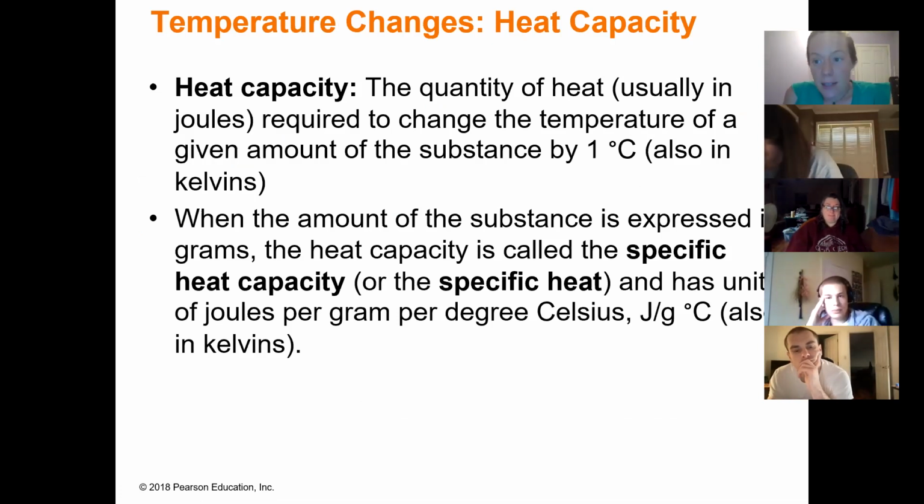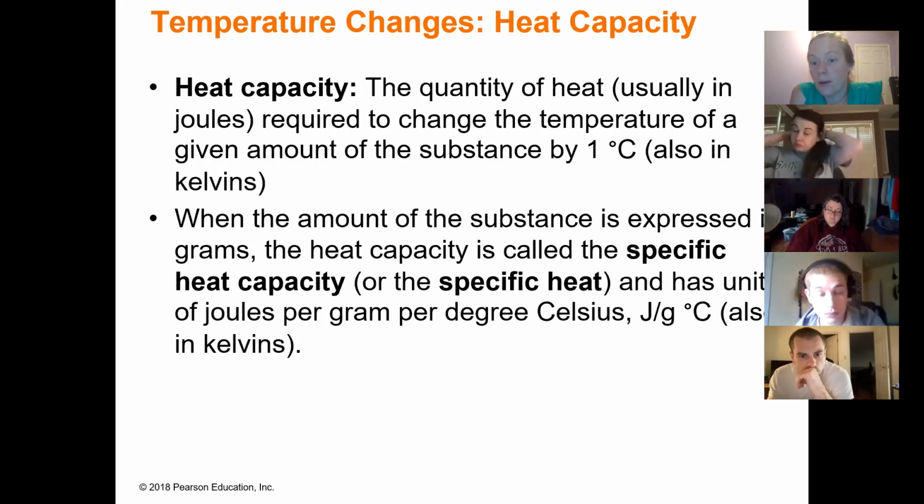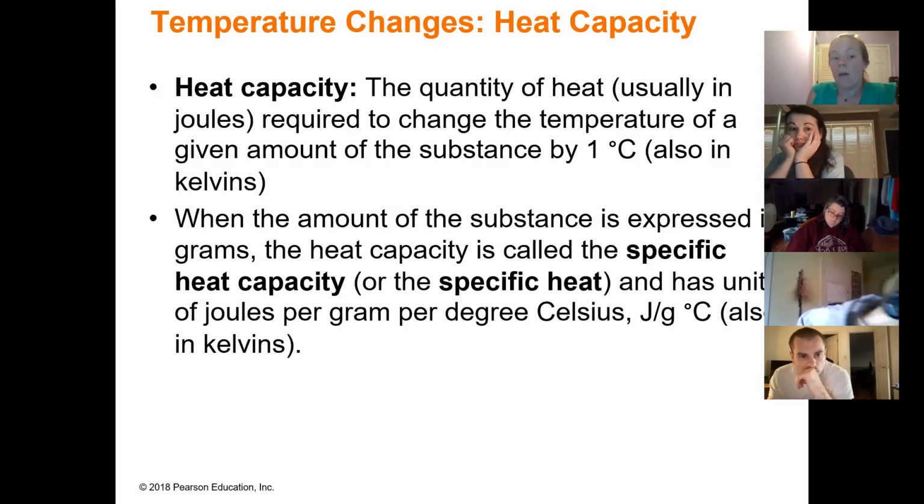So heat capacity is a property of a material, like every material out there has a certain heat capacity. And the heat capacity is the quantity of heat, usually it's given in joules, required to change the temperature of a certain amount of a material by 1 degree Celsius. So let's say I had 44 grams of gold and I want to raise it 1 degree Celsius, that would relate it to its heat capacity. We don't use heat capacity a whole lot in here. We tend to use specific heat capacity, which is even more refined.